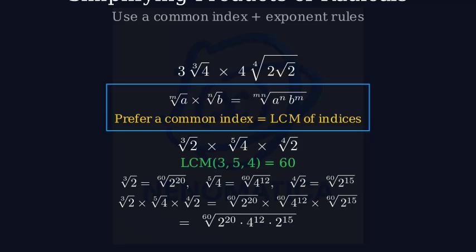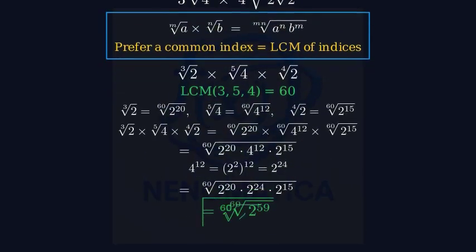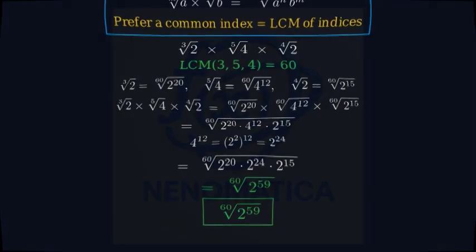Now, multiply inside a single 60th root. Now convert 4 to 2 squared. 4 to the 12th is 2 to the 24. Combine the exponents on base 2. 20 plus 24 plus 15 equals 59. The simplified result is the 60th root of 2 to the 59th.